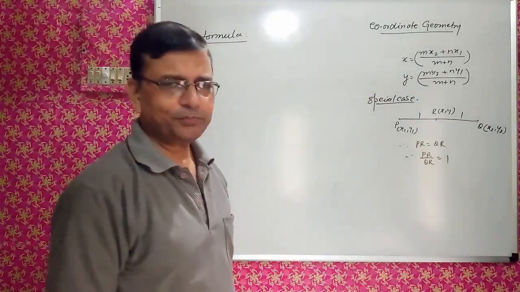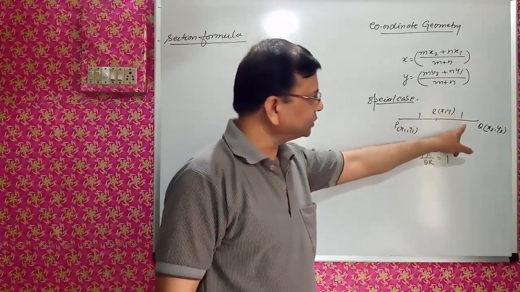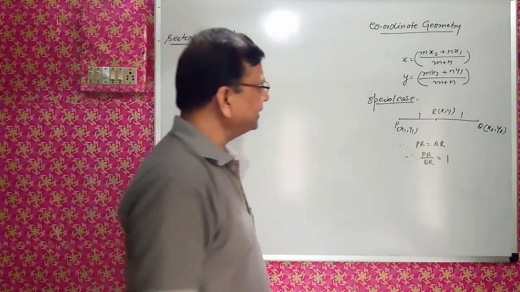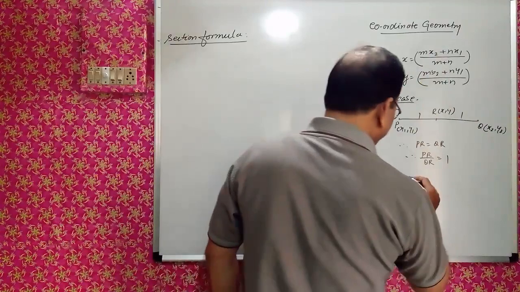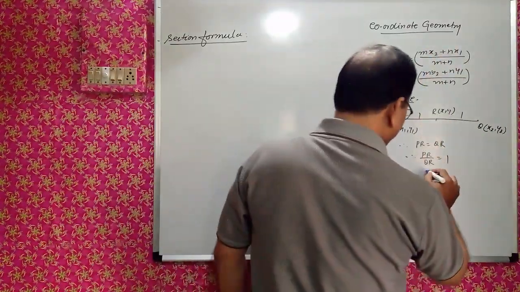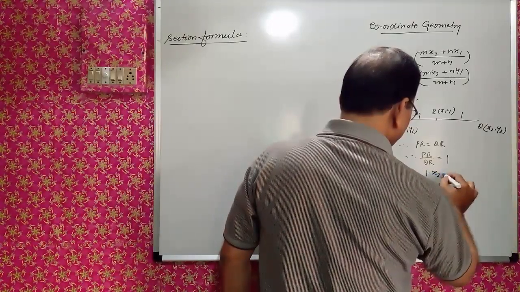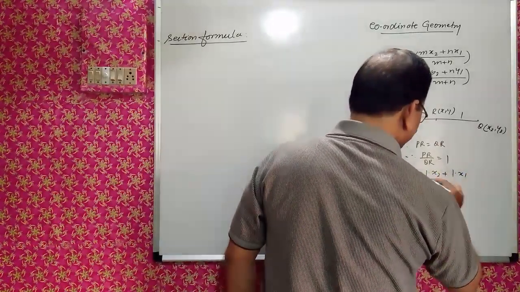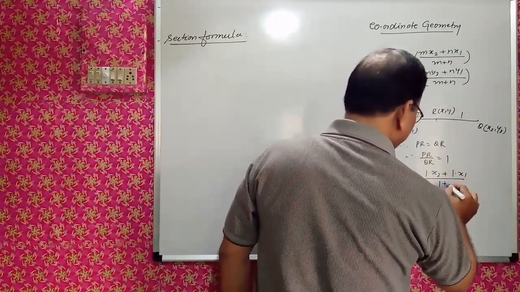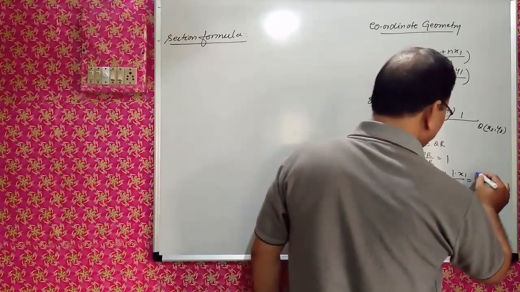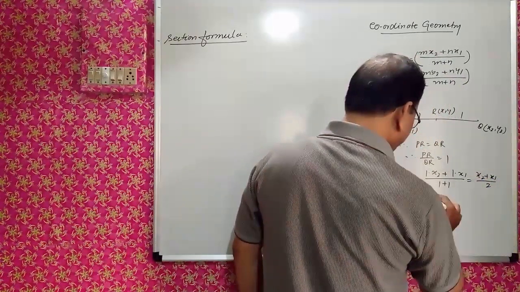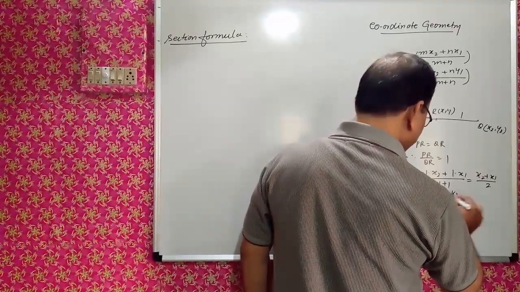In this formula, if you use 1 is to 1, that is m is this, n is this. So if you are finding the coordinate of the midpoint, you will write x is equal to what? M is 1, n is 1. So 1 into x2 plus 1 into x1 upon 1 plus 1. M plus n is 1 plus 1, that is 2. So this is equal to x2 plus x1 by 2, or we can write x is equal to x1 plus x2 by 2.